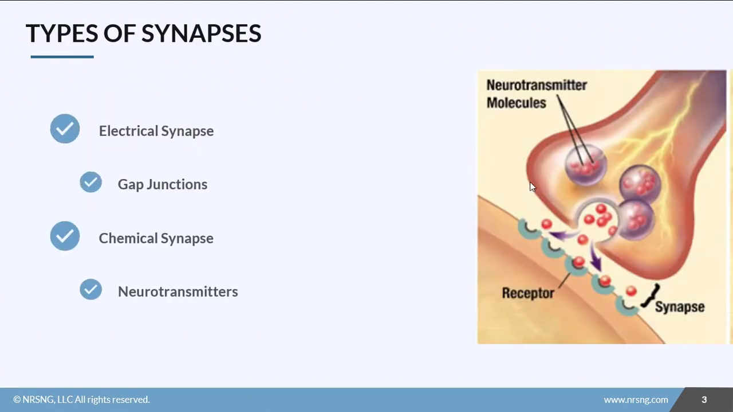Now, there are two types of synapses. Remember, a synapse is just the connection between the neuron and whatever it's connecting to, whether it's another neuron, a muscle, or a target organ. So you could have an electrical synapse or a chemical synapse. An electrical synapse occurs when you have two axon terminals right up against each other, and they're so close that we have what are called gap junctions between them. And literally, the signal just jumps right across from one axon to another.